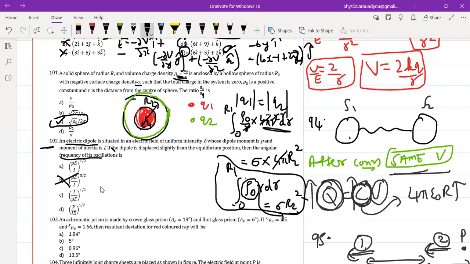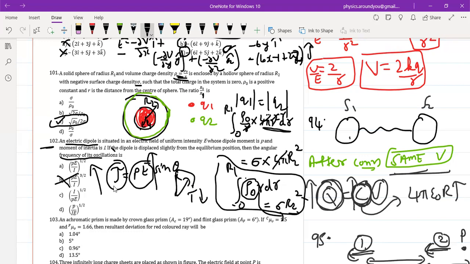Let us find it. Let's use logic. We know that torque is given as PE sine theta, isn't it? So if PE is more, product of P and E is more, then torque acting on the dipole will be more. If torque acting on a dipole is more, then the time taken by the dipole to come back to some position will be less. If torque is more, time will be less. If time is less, they have asked frequency. Frequency is going to be more.